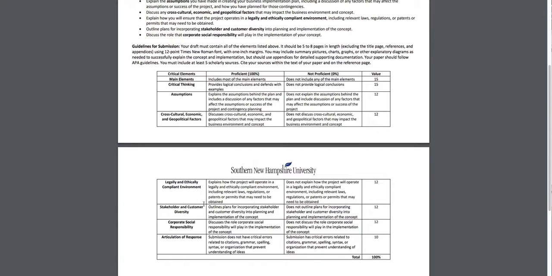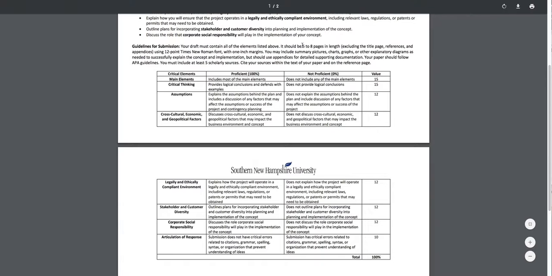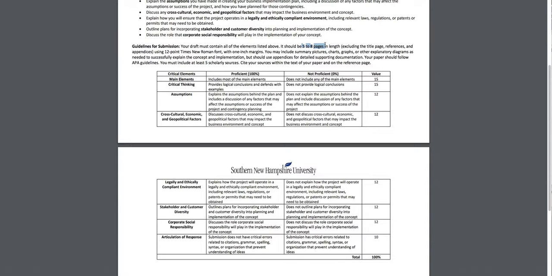One last thing I'm going to leave you with. Be sure to write 5 to 8 pages. Your grade will be affected if it doesn't reach that minimum length, and that's excluding the title pages, reference pages, appendices, all of that. Also, be sure to use 5 scholarly sources, okay?